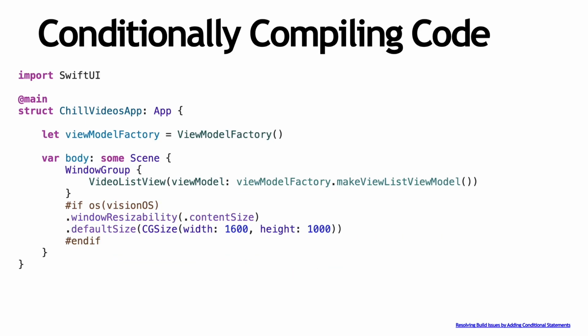You can actually get quite clever with this if you really want. Here, I've condensed those two statements. So now I'll always have a window group. But if I wanted to only have the modifiers working for visionOS, you can put that in between the statements as well. So you can actually clean up the code as you go.